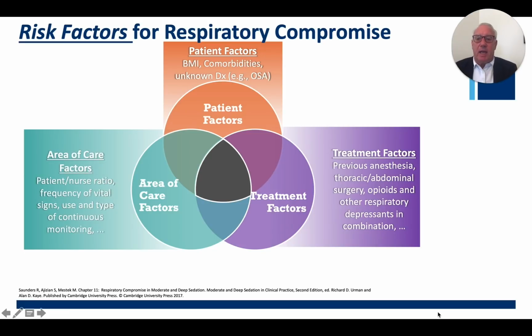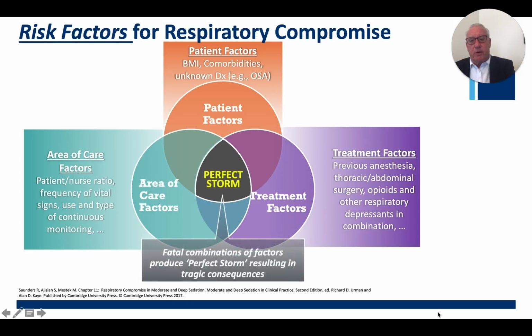And then finally, area of care factors. What is the patient-nurse ratio? In the ICU, where it's more highly monitored, or the frequency of vital signs could be continuous, they're going to be reduced. But when we look at the general surgical or medical floors, where many patients are receiving analgesics and sedatives, it's a little bit different.